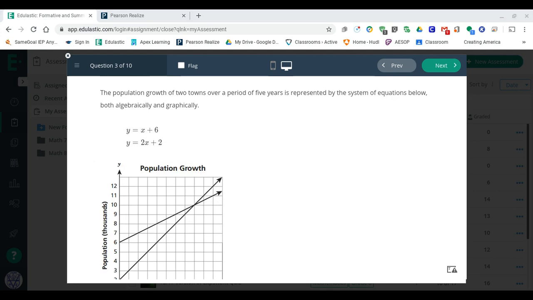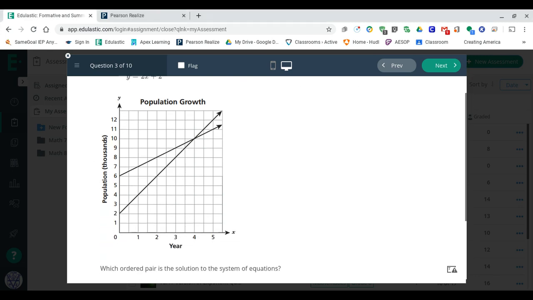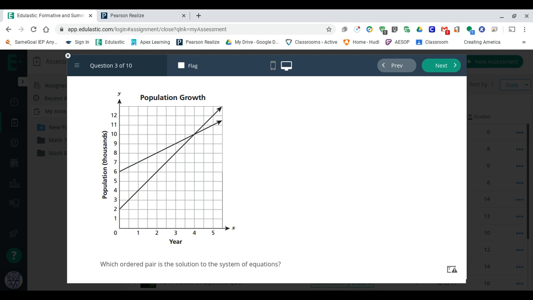Number 3. The population growth of two towns over a period of 5 years is represented by the system of equations below, both algebraically and graphically. All right, what they want is the ordered pair that is the solution to this system of equations. Now, the cool thing is, if you have it graphically, the equations don't matter. It's cool if you can do it that way, but if you've got the graph, you need one ordered pair that is the solution to the system.